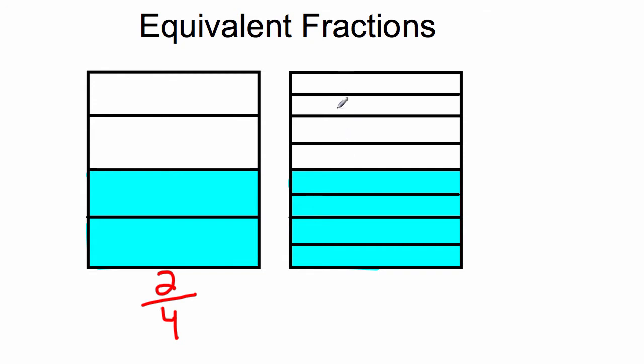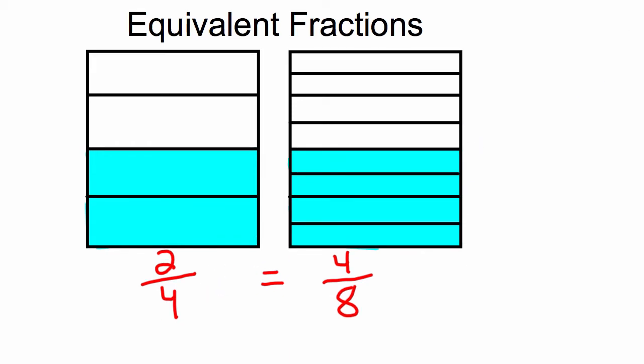This rectangle has 1, 2, 3, 4, 5, 6, 7, 8 parts to it, so its denominator is going to be 8. And the amount of blue that it has is 1, 2, 3, 4, so its numerator is 4. So this fraction is 4/8 shaded, and this fraction is 2/4 shaded. So 2/4 is just the same as 4/8. And you can tell by looking at this amount of shading is the exact same amount of that shading. Yeah, their numbers are different, but the fraction is equivalent.